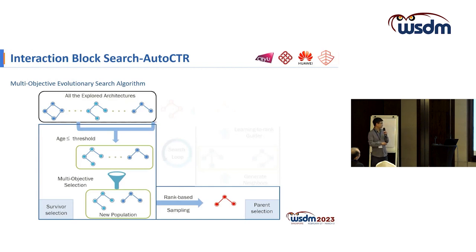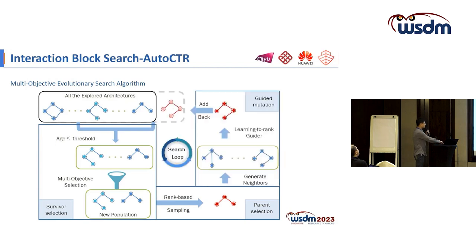And the selection algorithm is called rank-based sampling. How do we do that? We rank all the population here based on their accuracy. And for the architecture with good accuracy, we give a higher probability to be sampled. And the bad ones, we give a lower probability to be sampled. So we sample an architecture according to the probability, which is the parent. And after that, we generate some neighbors by doing some random operation from this parent architecture. Then we generate a set of neighbors.